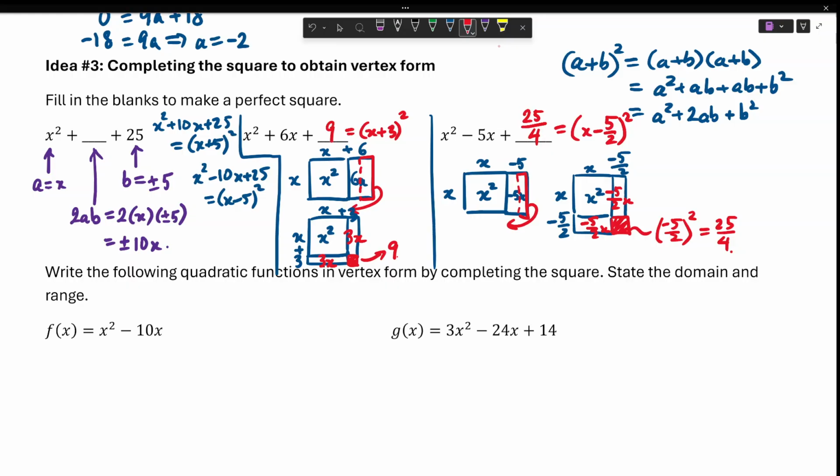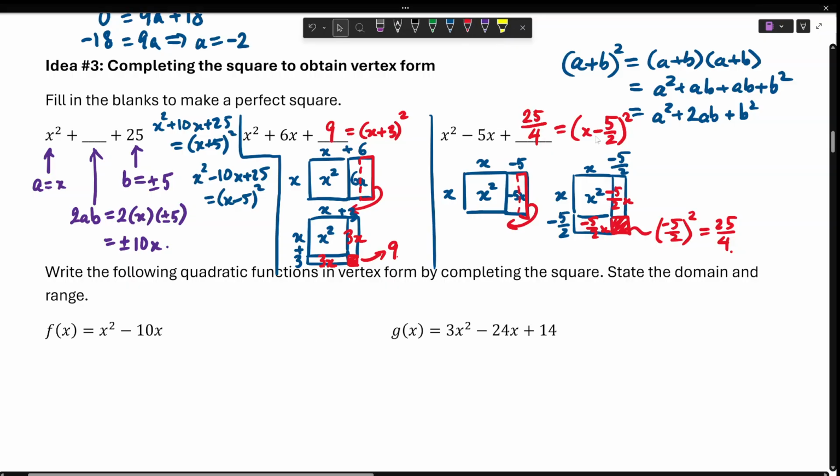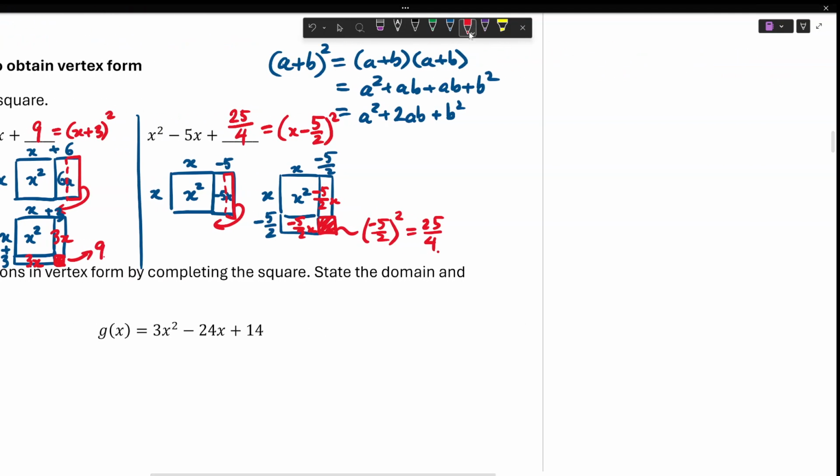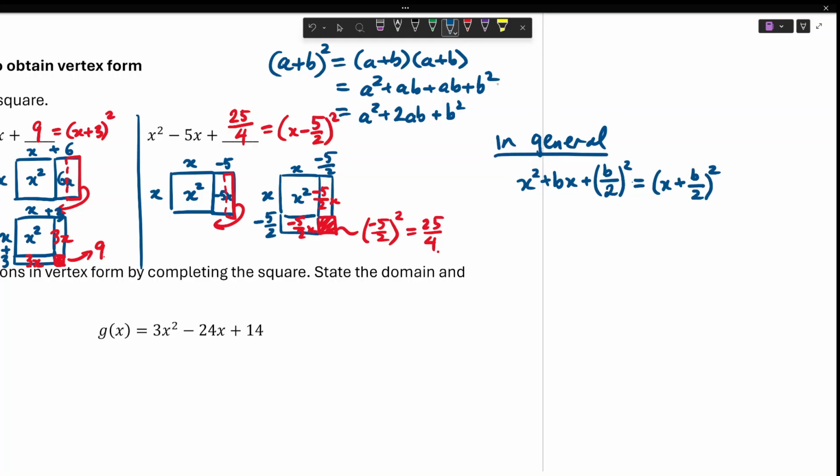Now, if you want to do this faster, you can say, in general, if you have x squared plus bx and you want to complete the square, you want to take the middle coefficient b and cut it in two, because that's what we've been doing, and square it for the last term. And then you're going to get x plus b over 2 squared.